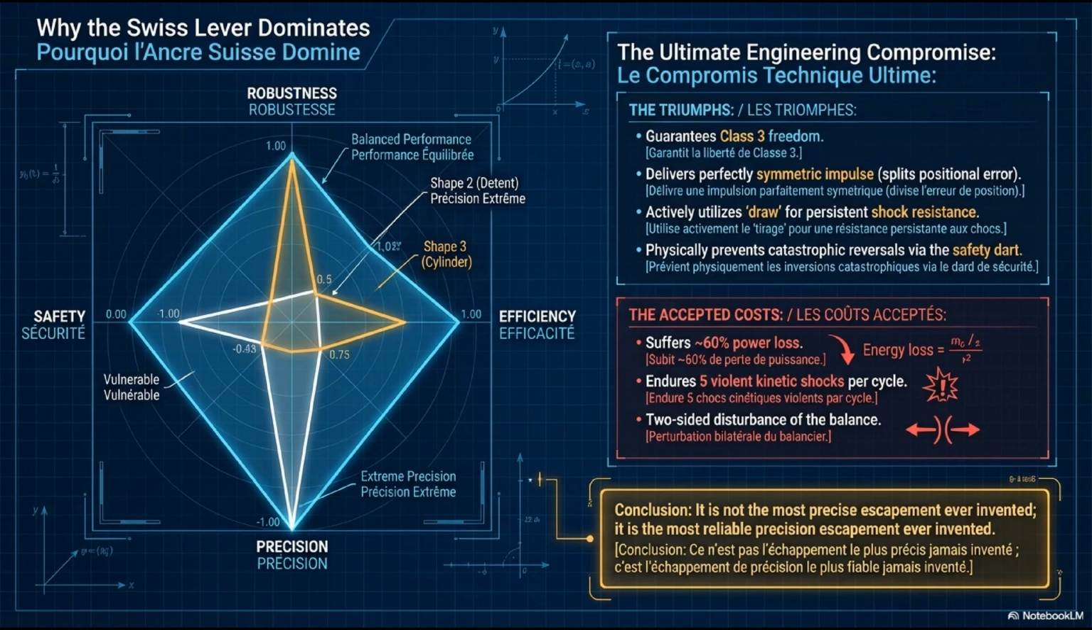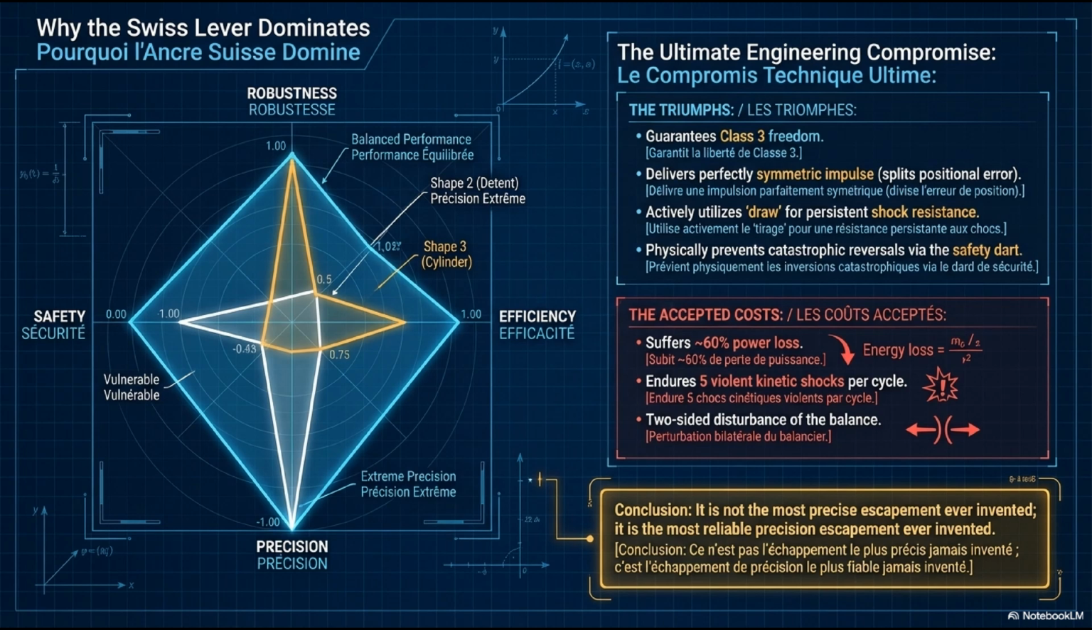Here is the definitive answer to the question: why does the Swiss lever dominate mechanical watchmaking? This radar chart and the accompanying analysis panel give you the complete picture. The radar chart has 4 axes: precision at the top, robustness on the left, efficiency on the right, and safety at the bottom. Look at shape 2, the detent, shown in orange. It spikes at precision. Extreme precision, as high as any mechanical escapement has ever achieved. But look at safety, it scores nearly 0. Robustness, nearly 0. The detent is a precision instrument that cannot survive real-world conditions.